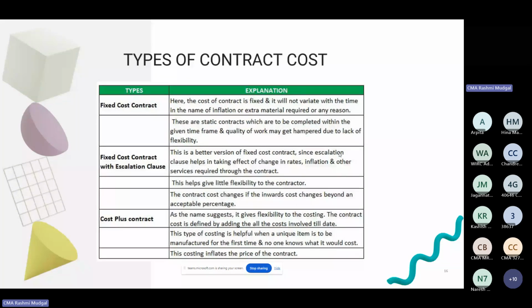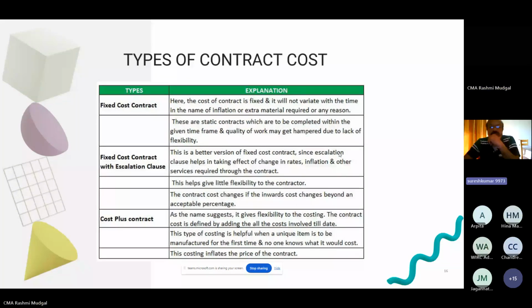Next, the fixed cost contract with an escalation clause. What is an escalation clause? Where a specific increase or decrease in the material cost, or anything else in the contract, can give you a little extra money to increase the contract price. It gives a little flexibility to the contractor, and if the cost changes beyond the acceptable percentage, the contract cost will definitely be changed.